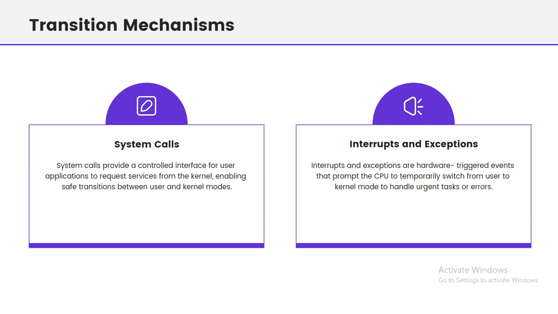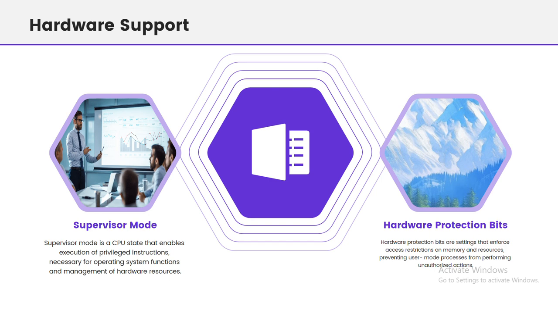Transition mechanisms: system call, and interrupt and exception. System calls provide a controlled interface for user applications to request services from the kernel, enabling safe transition between user and kernel mode. Interrupts and exceptions are hardware-triggered events that prompt the CPU to temporarily switch from user to kernel mode to handle urgent tasks or errors.